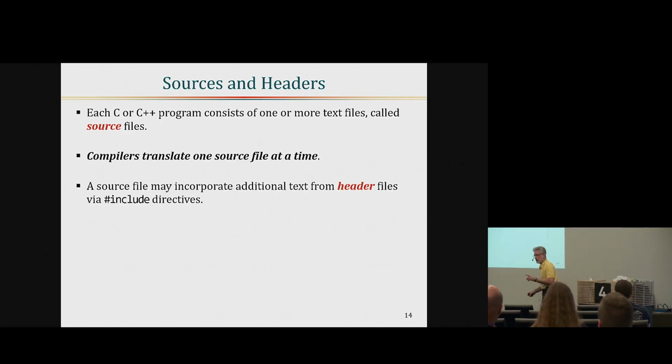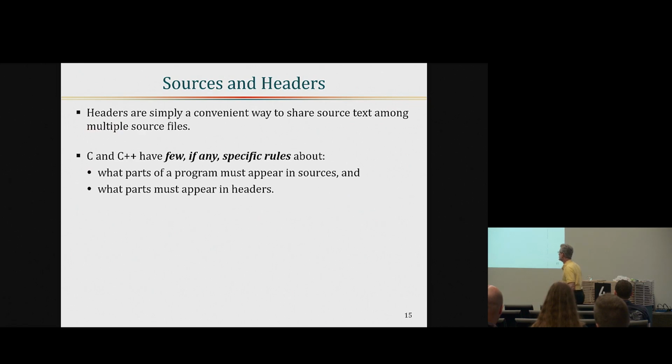Now, another point that I think most of you know, but notice that I'm emphasizing this, is that compilers translate one source file at a time. You don't compile headers, you only compile sources, and you do one at a time. And when you compile it, whether it's C or C++, you're incorporating headers via include directives. And this is important. There aren't any rules. If you read both the C and the C++ standards, there aren't any rules which say explicitly these constructs have to go into headers, these constructs have to go into source files. And you'll see why that is in just a moment.